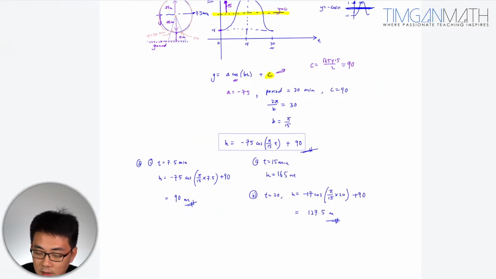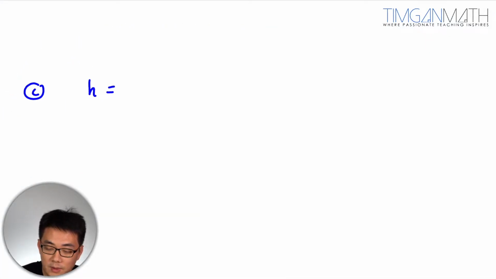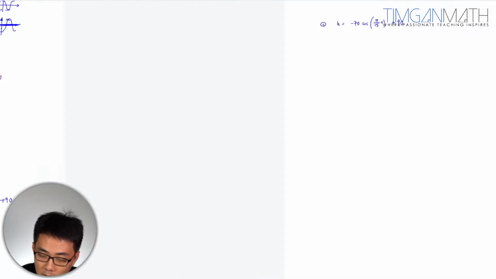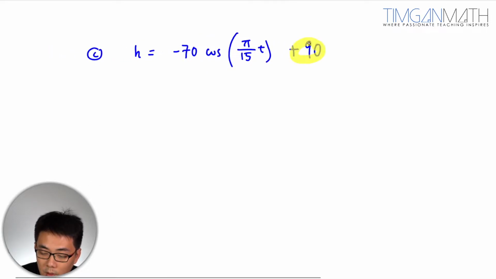Now, the first thing is just know the line of equilibrium. That is the important one. So this is minus 70 cosine pi over 15t plus 90, right? Pi over 15t plus 90 minus 90. Okay, great. So line of equilibrium first.